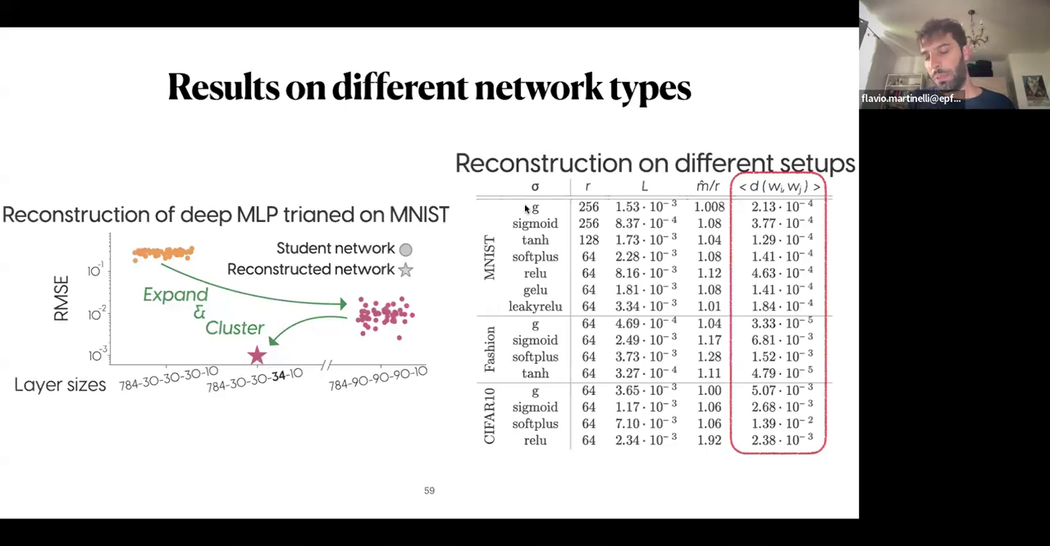And on top of that, here I tried many different activation functions. These are shallow networks, actually. And on top of computing the reconstruction loss, we can also compute the average cosine distance between the reconstructed weight vectors and the closest teacher weight vectors. And usually this is around 10 to the minus 4, 10 to the minus 5. So the cosine distance of my student weight vector with respect to the teacher weight vector is on the order of magnitude of 10 to the minus 4 in cosine angle, which is very low, I believe.